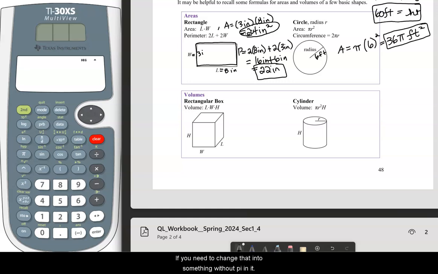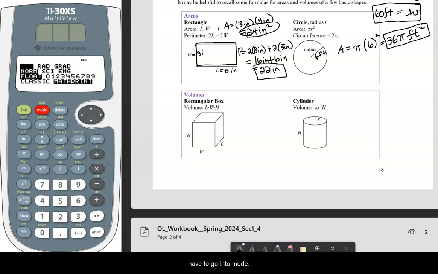If you need to change that into something without pi in it, let me just go over to my calculator and hit pi. Once again, pi is just a number, and it gives it to me in pretty print. And that pi number, pretty print, also called math print, has things look like what your symbols or your fractions look like on paper. If I wanted to see the actual number for pi, I would have to go into mode. And you don't have to do this. I'm just showing this to you, just to once again reemphasize that pi is a number.